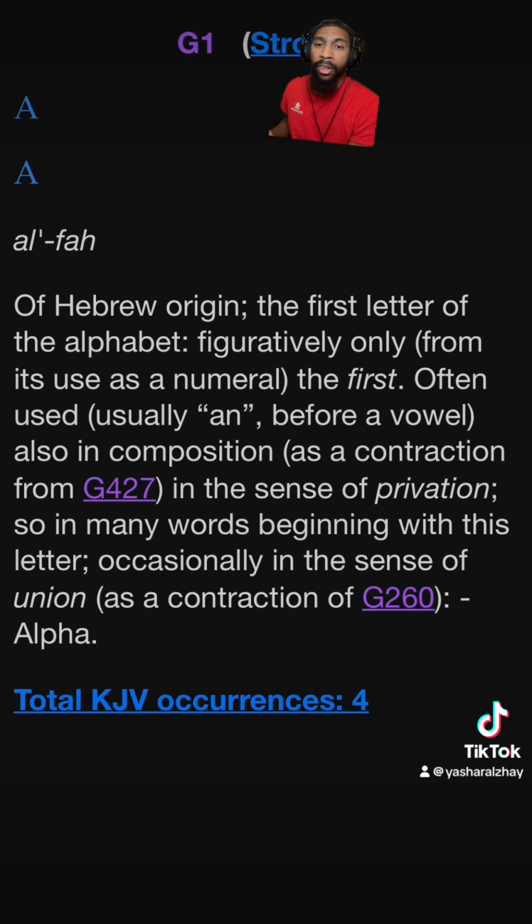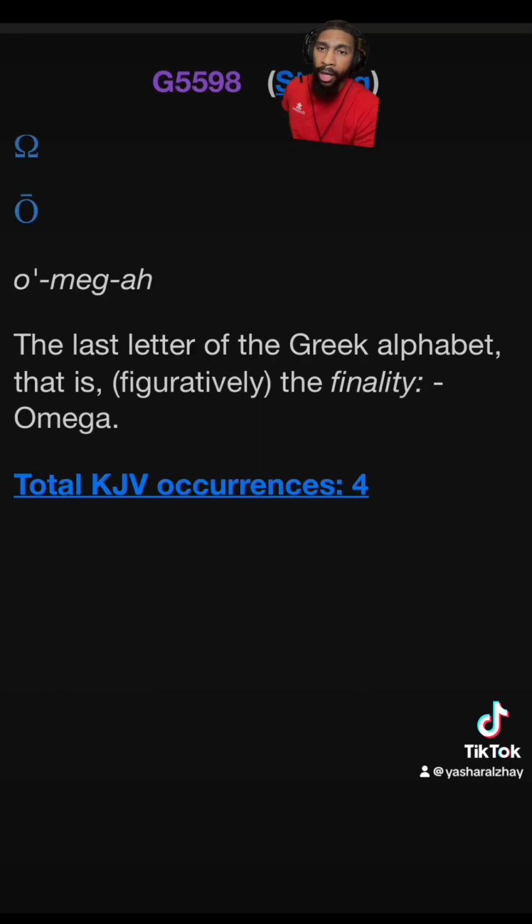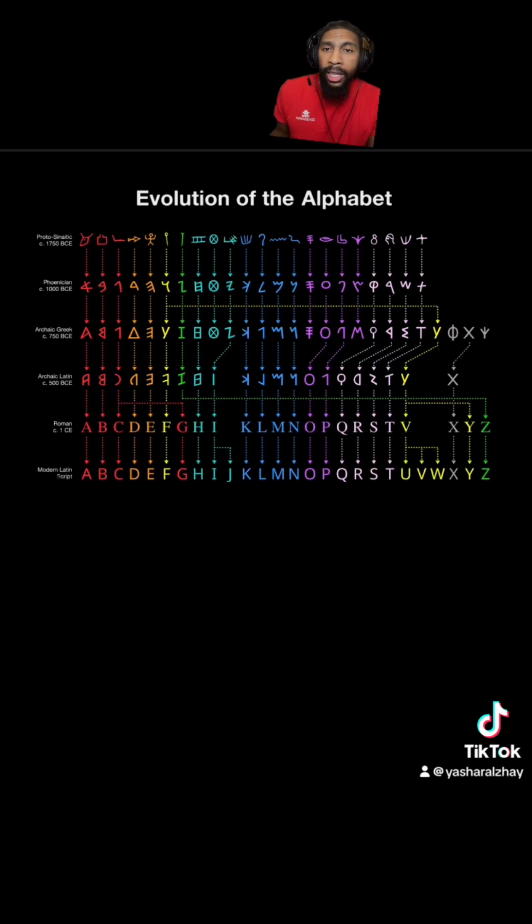Alpha, of Hebrew origin, the first letter of the alphabet. Omega, the last letter of the Greek alphabet. Now, this is to show you that all languages stem from Hebrew, especially the Greek. But let's just focus on the Greek right now. This is a whole chart. You can keep that. Just wanted to show you Alpha is Aleph, and Omega is the last letter of the Greek, so they did that to match with the Hebrew Tav.